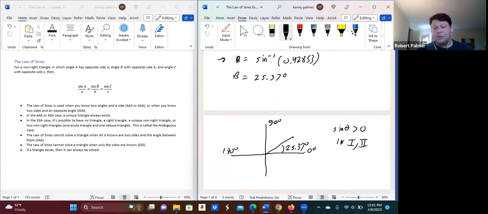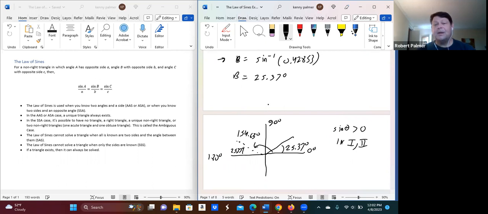So it's possible we can also have an angle over here, or actually I have to move this out of the way. Here's 180 degrees, where this angle here is also 25.37 degrees. So we also need to find this angle here. Just subtract 180 minus 25.37. I'll do that on my calculator. So 180 minus 25.37.